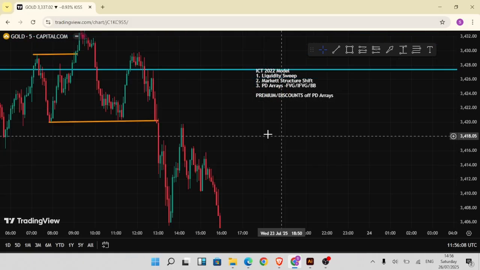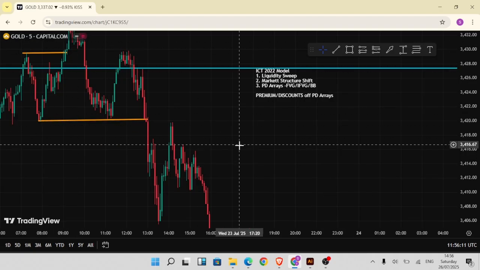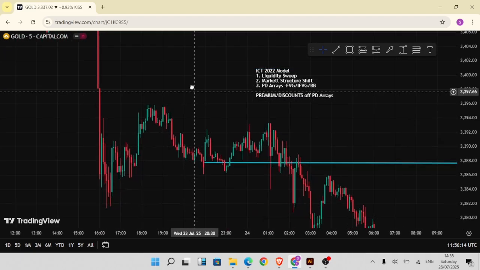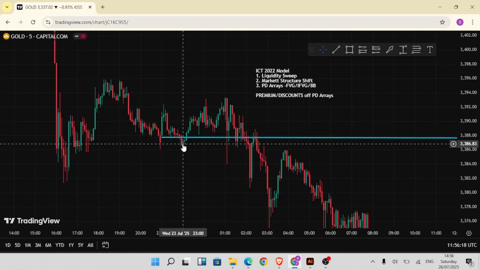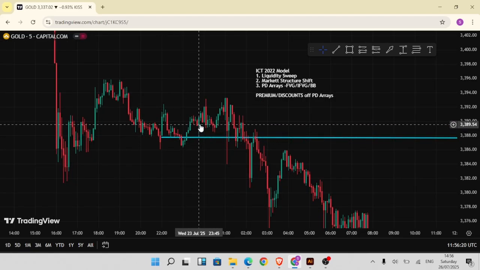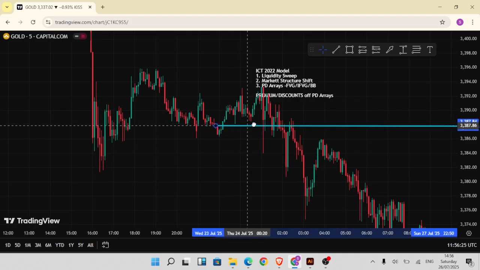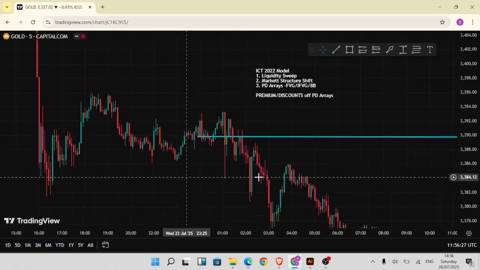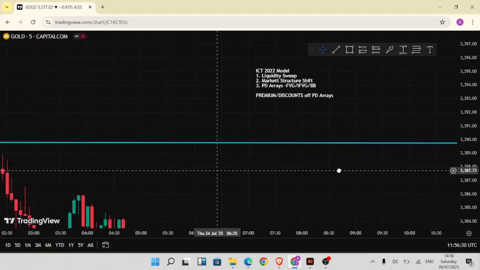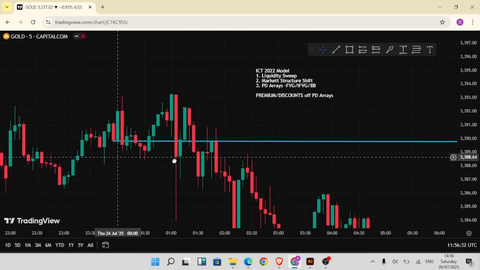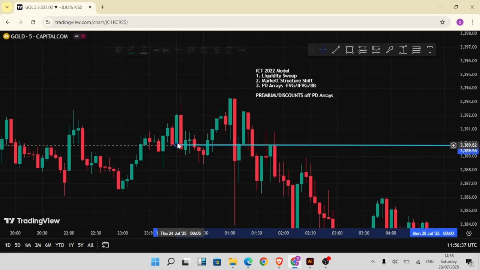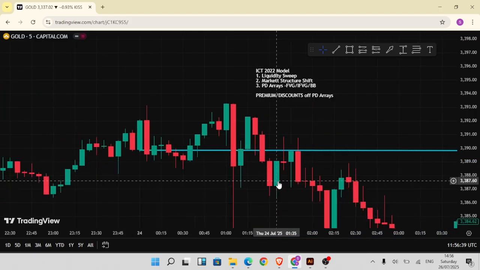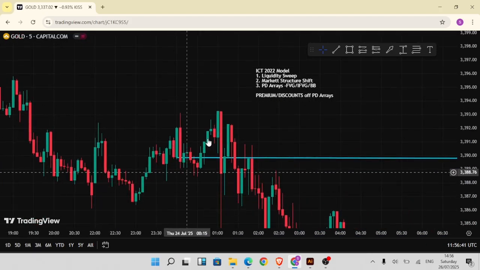Let's go to Thursday and see what's happening there. Where did Thursday open? Here is Thursday open. I want to think it is at this candle. So this is Thursday open, midnight. This candle here, right? So we have an impulsive move to the upside.